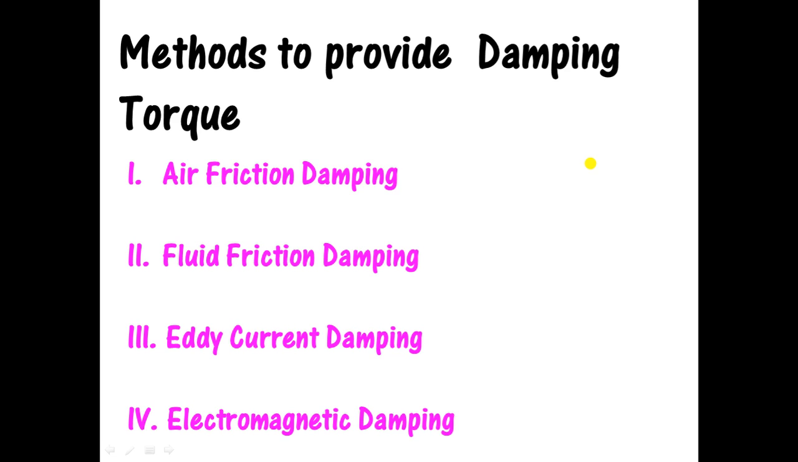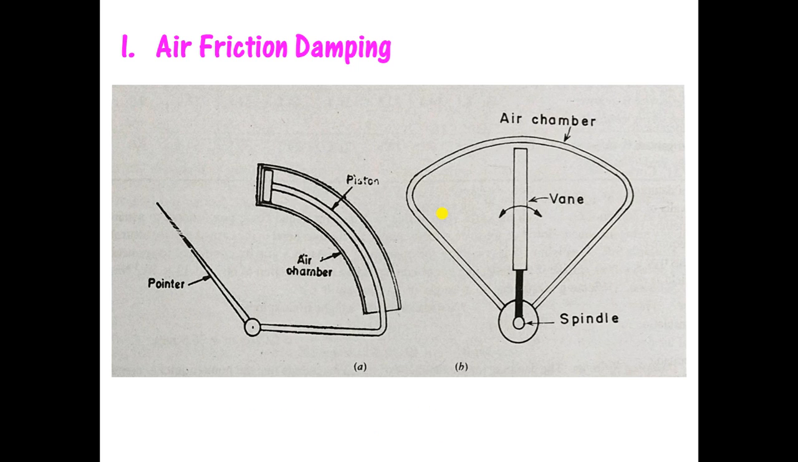So to provide damping torque, these are the four methods that we are going to study in this lecture. Let us see the first method. First of all, these canned photos that I have used in the video are taken from the book A Course in Electrical and Electronic Measurements and Instrumentation by A.K. Sawhney.